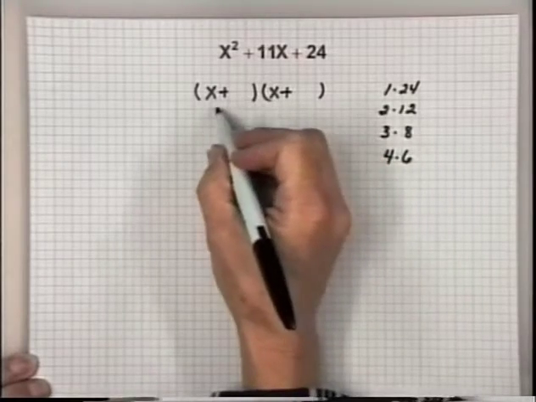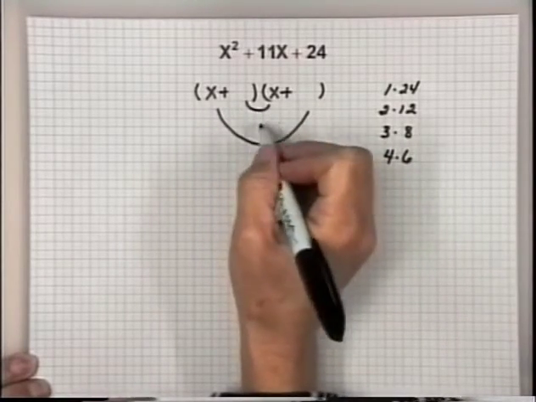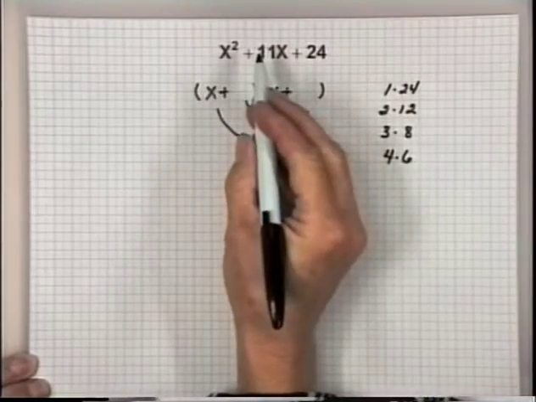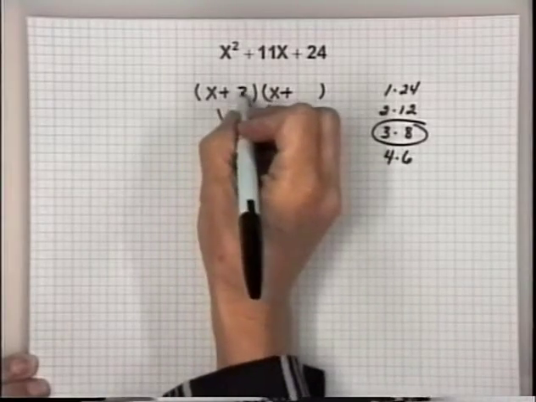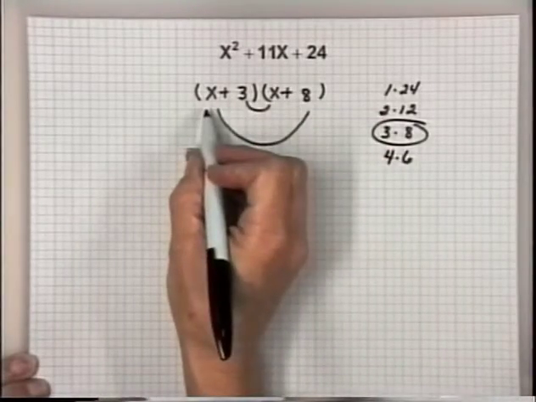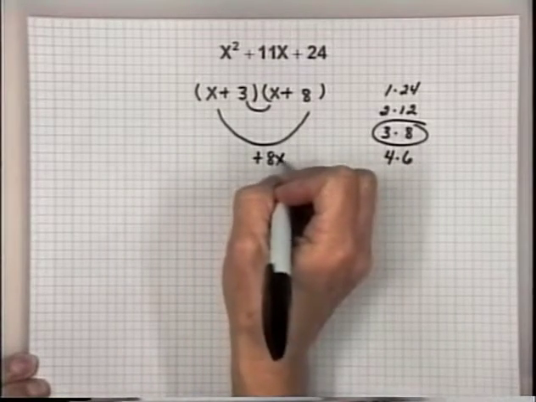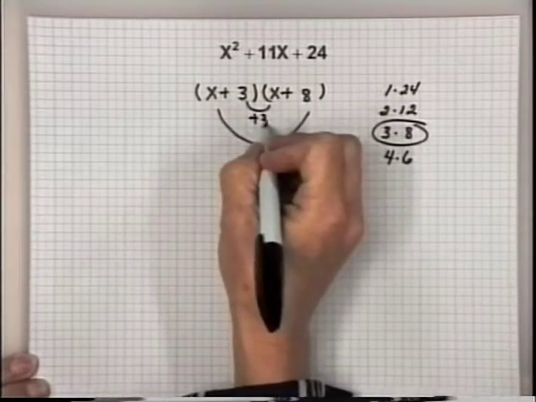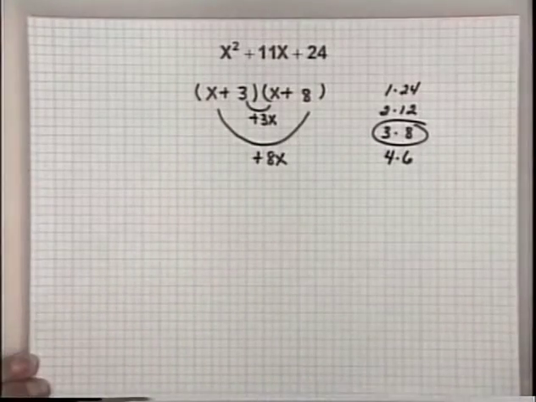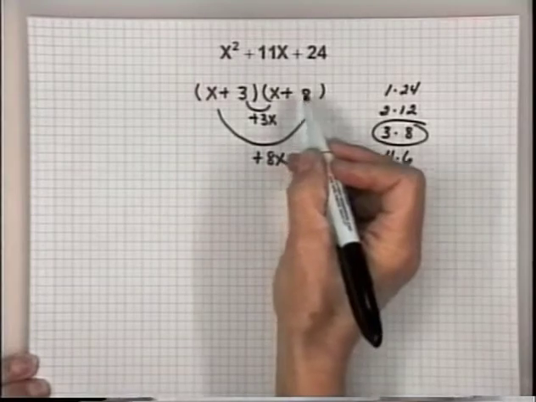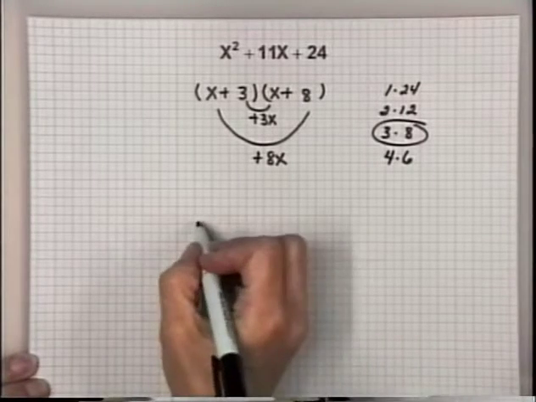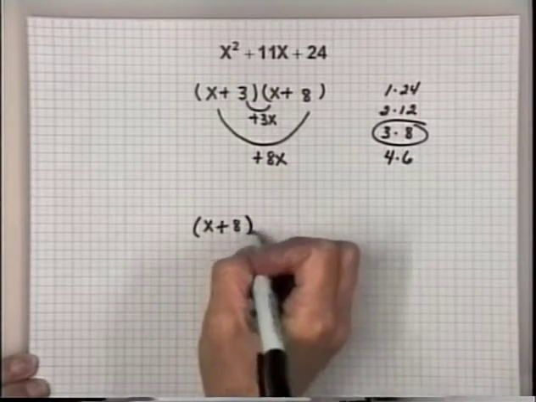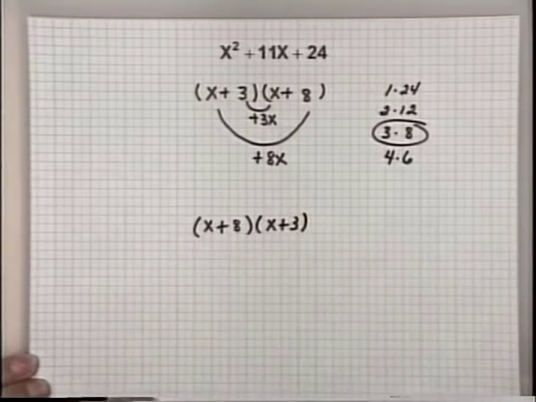Since you have same signs and both are positive, you will be adding your outside and inside product to get your 11x. So that would suggest using the factors 3 and 8. Let's try those and check our answer. Our outside product is a positive 8x. The inside product is a positive 3x, which does add up to our 11x for the middle term. And 3 times 8 is positive 24. So you should have written either the factors x plus 3 times x plus 8, or in the other order, those same factors, x plus 8 times x plus 3.